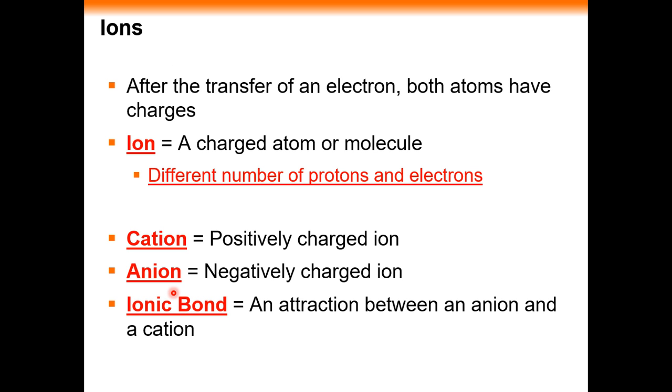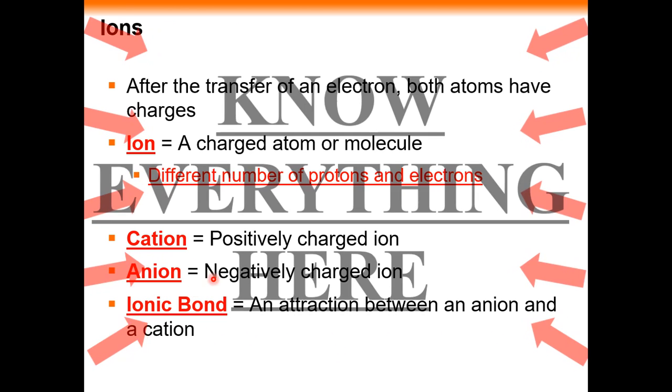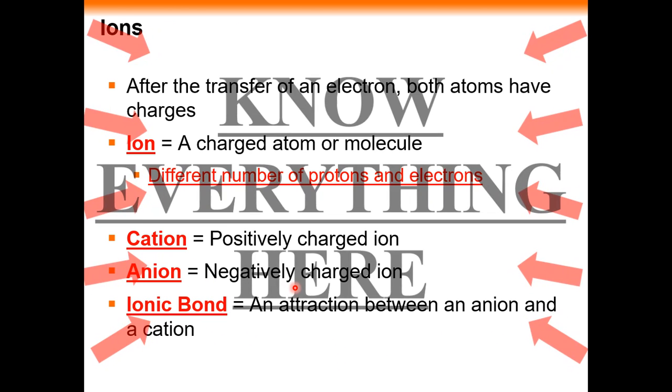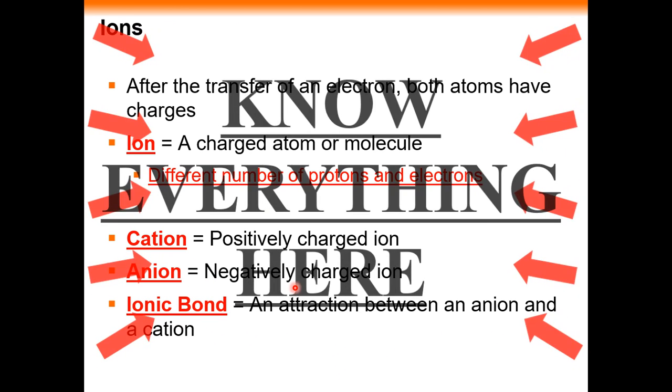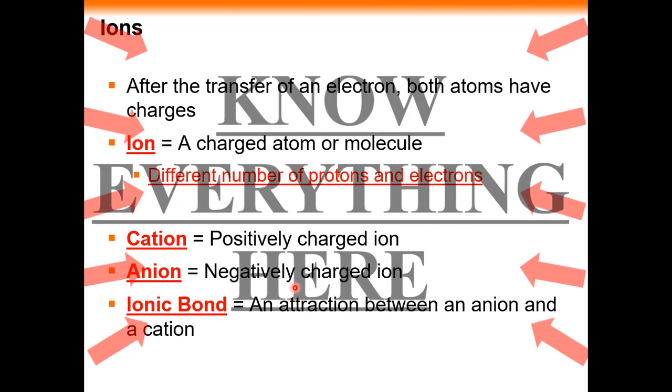So these two things, a cation and an anion, they're going to interact and they're going to form an ionic bond. So this is really, really important to understand this terminology. What the heck is an ion? And then that makes a positive and negatively charged ion. A positively charged one known as a cation, and a negatively charged one is known as an anion.